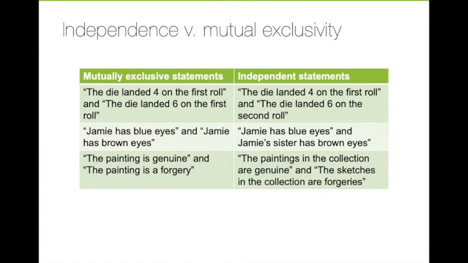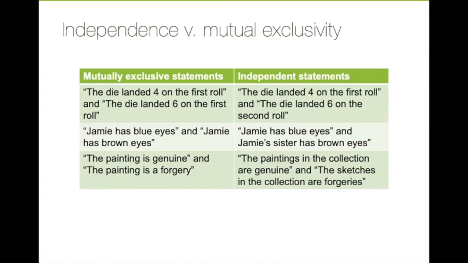So these two statements are mutually exclusive. The die landed 4 on the first roll, and the die landed 6 on the first roll. You can't roll both of those numbers in a single roll. That's just how rolling a die works. On the other hand, these are mutually compatible and independent. The die landed 4 on the first roll, and the die landed 6 on the second roll. There's no reason that those both can't be true, and what you roll the first time doesn't affect what you roll the second time. So those statements are independent.